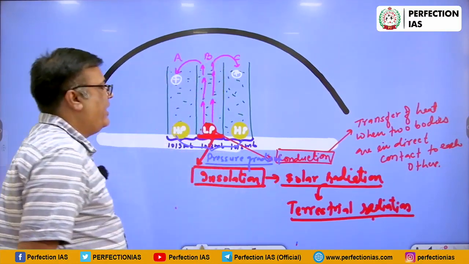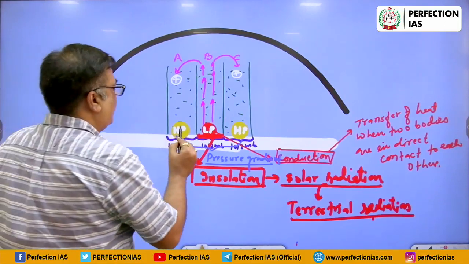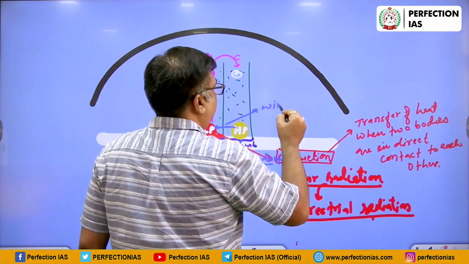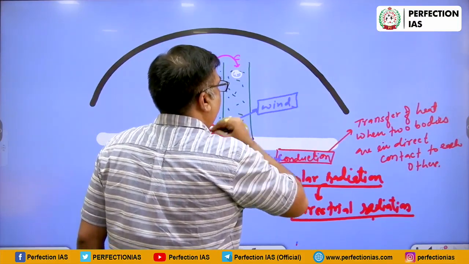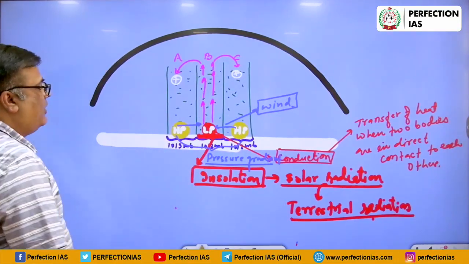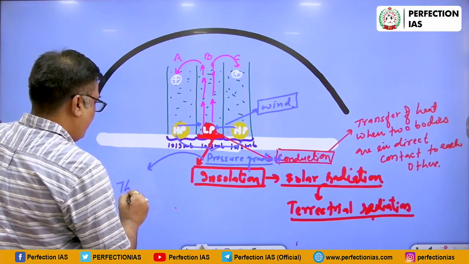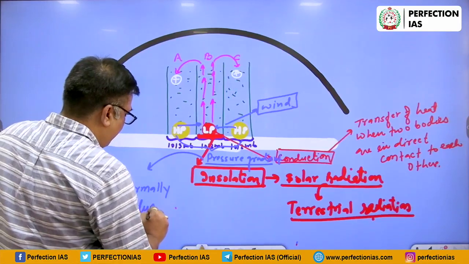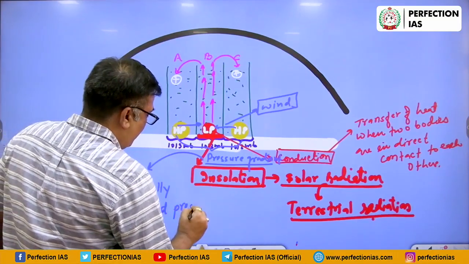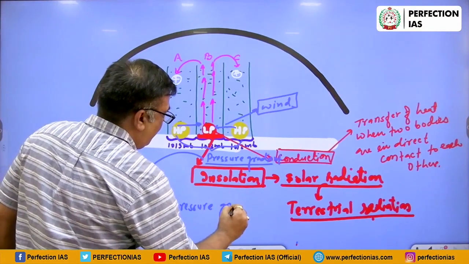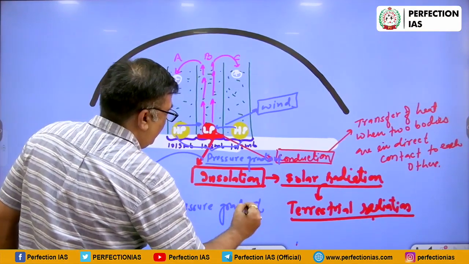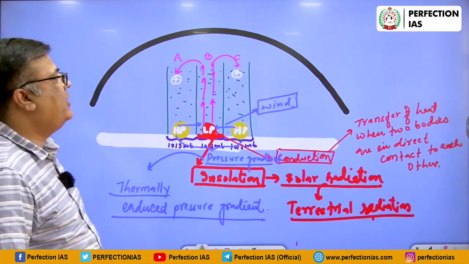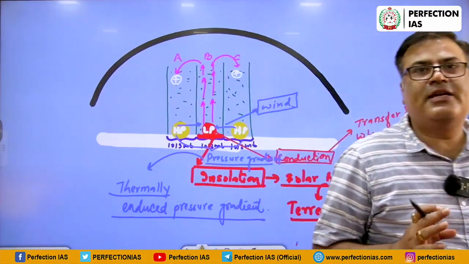This is called pressure gradient, and because of this air will start moving from here to here, and this is called wind. Fine, and this pressure gradient is called thermally induced pressure gradient. This is called thermally induced pressure gradient. I hope it is clear to everyone.